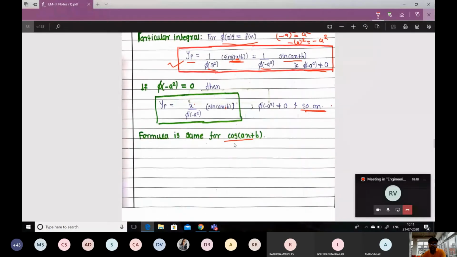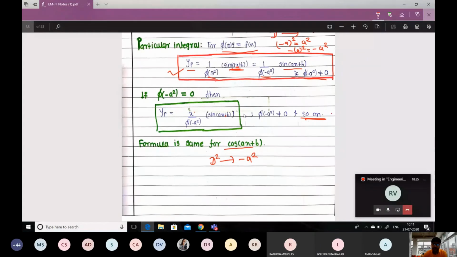Now you might be thinking, sir, why do we have to replace the D square term by minus a square? Actually it is very simple. If you consider the trigonometric function sine x plus b or cos x plus b, they are alternating functions. If you take the derivative of sine x, you will get cos x. And if you take the derivative of cos x, you will get minus sine x. So somewhere you are getting a minus sign. So there is a relation between the trigonometric function and the minus sign, and that's why we require that minus times a square.